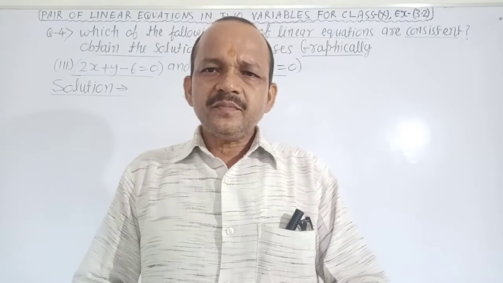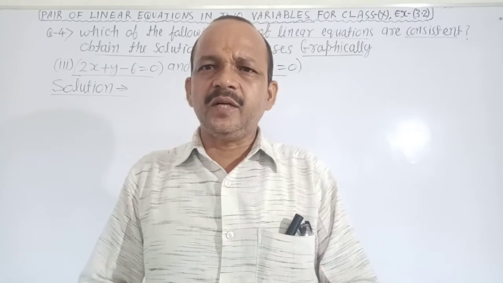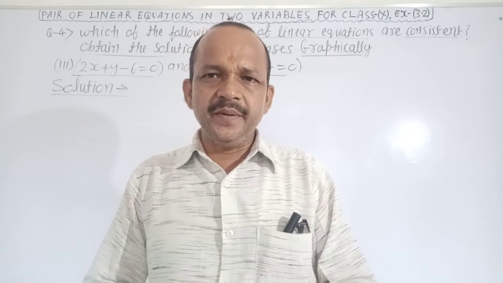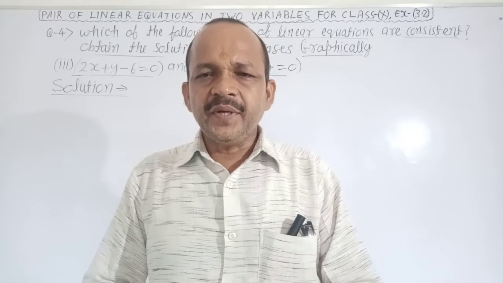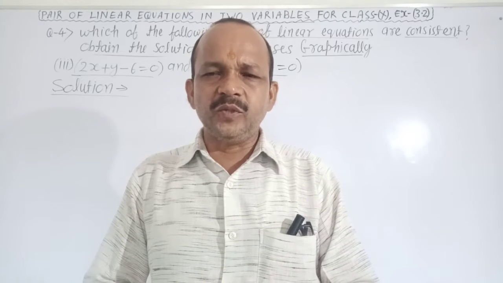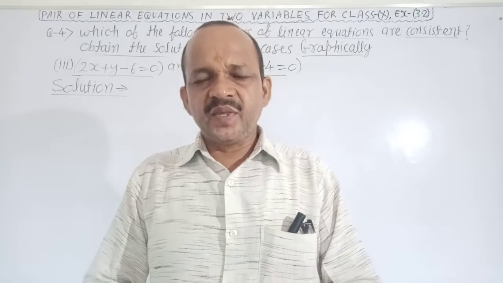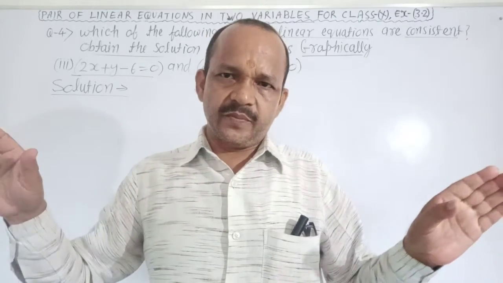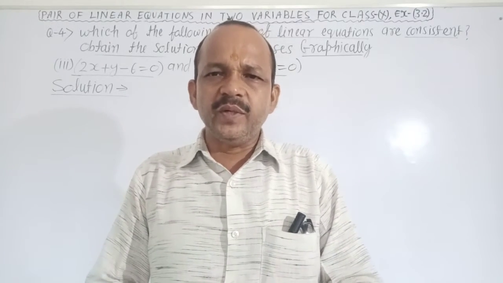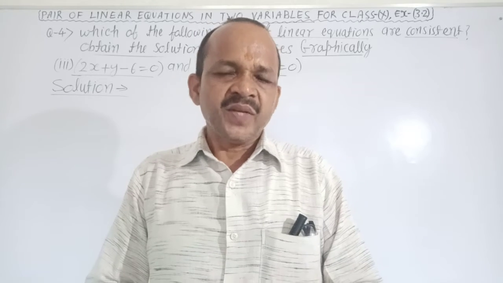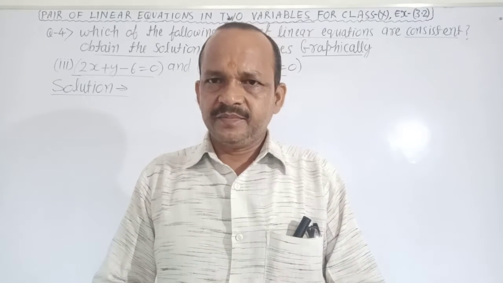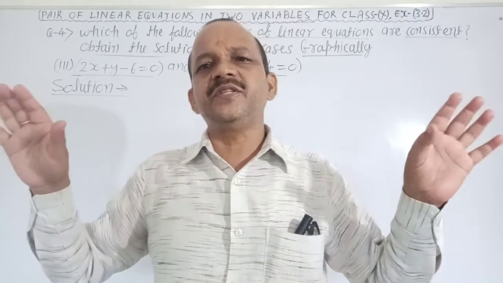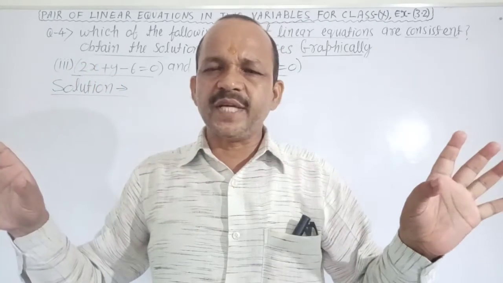Very good. If a1 by a2 is not equal to b1 by b2, then it shows intersecting lines, consistent system and unique solution. If a1 by a2 equals b1 by b2 not equal to c1 by c2, then it shows parallel lines, inconsistent system and no solution. If a1 by a2 equals b1 by b2 equals c1 by c2, then it shows coincident lines, consistent dependent system and infinitely many solutions. It is clear, no confusion about it.